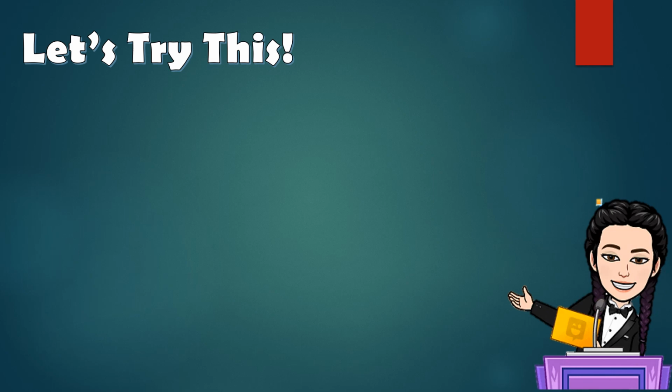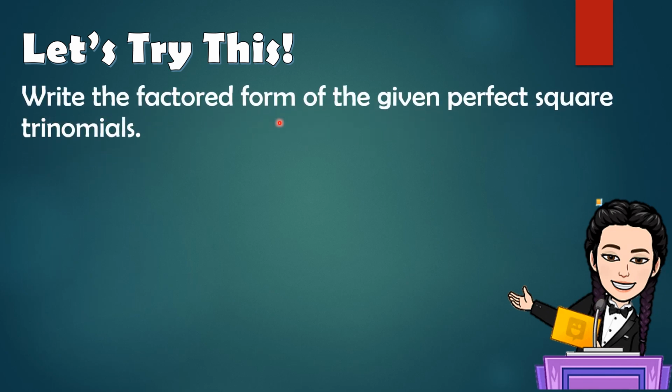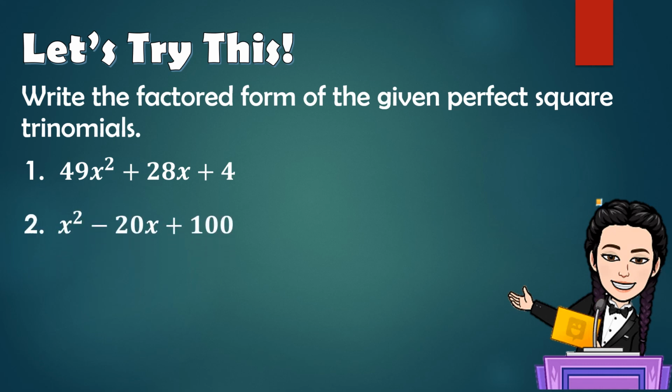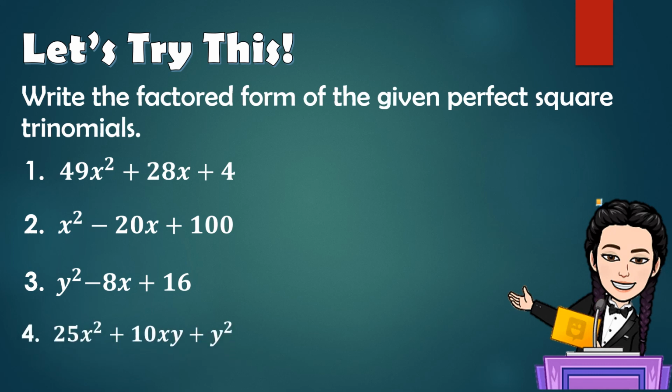Now let's try to answer the following. Write the factored form of the given perfect square trinomials. Number 1, 49x squared plus 28x plus 4. Number 2, x squared minus 20x plus 100. Number 3, y squared minus 8x plus 16. And number 4, 25x squared plus 10xy plus y squared. Maaari ninyong i-pause ang video na ito upang makapagsagot kayo ng maayos at nang meron kayong enough time.